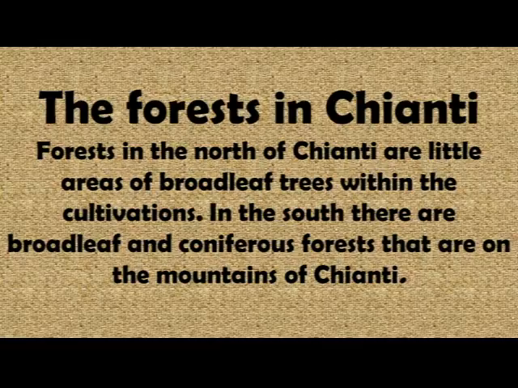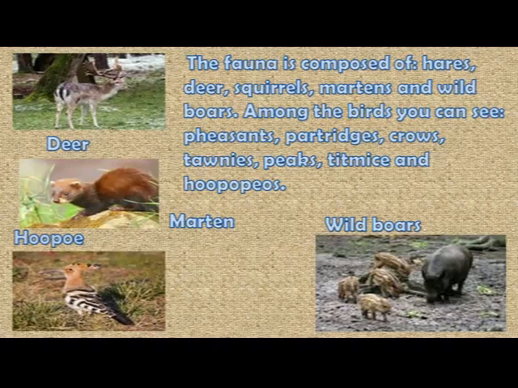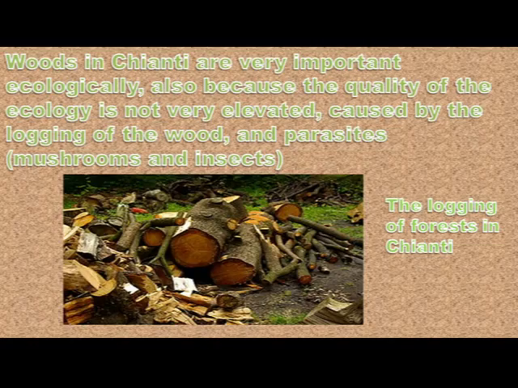The forests in Chianti. Forests in the north of Chianti are little areas of broadleaf trees within the cultivations. In the south, there are broadleaf and coniferous forests that are on the mountains of Chianti. 50% of the Chianti territory is occupied by woods and presents oaks, chestnuts, and hornbeams. In the low forest, we can see wild fruits, strawberries, mushrooms, ferns, junipers, and cistuses. The fauna is composed of hares, deer, squirrels, martens, and wild boars. Among the birds, you can see pigeons, partridges, crows, tits, titmice, and hoopoes.